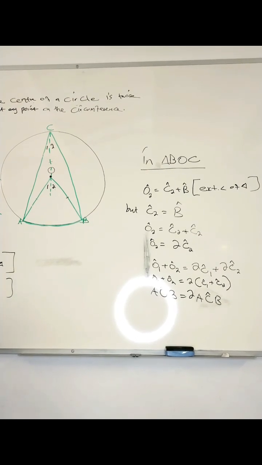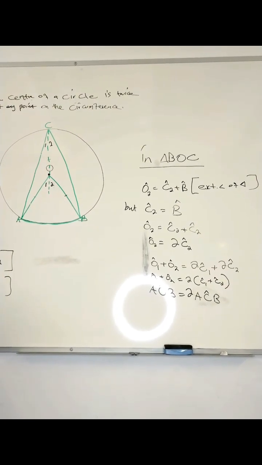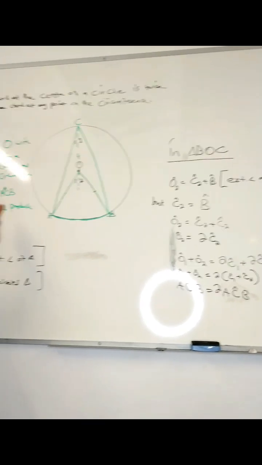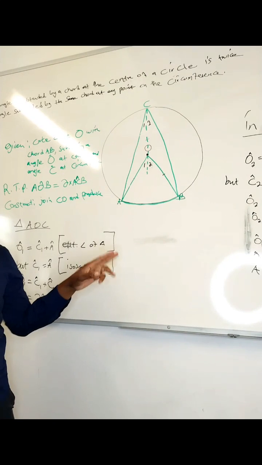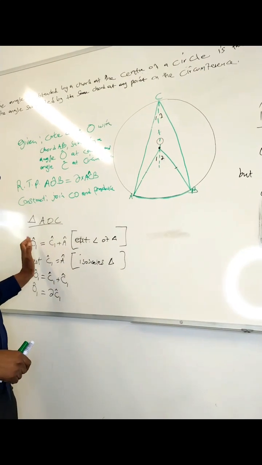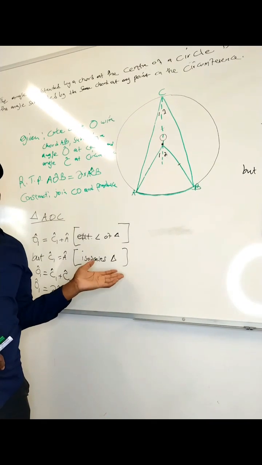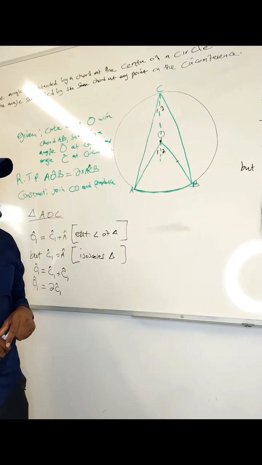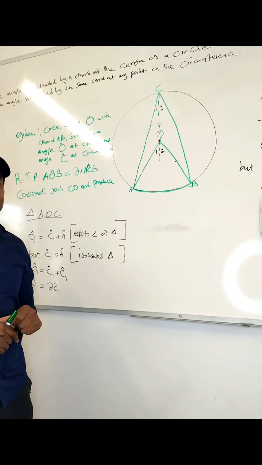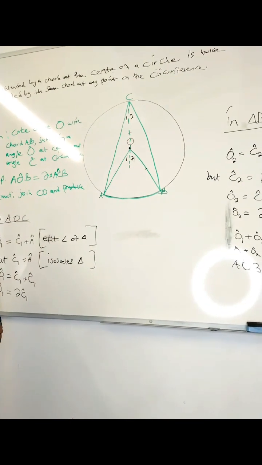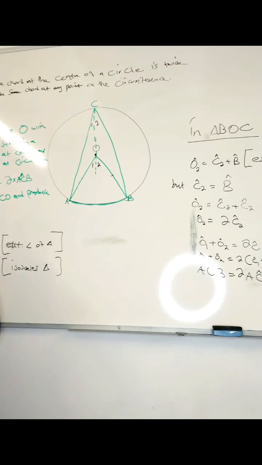Then now we are left with what? Theorem 3. This is how you do Theorem 2. If you do it like this, you will get full marks. We will give you full marks and you will be able to get a distinction. Thank you very much.